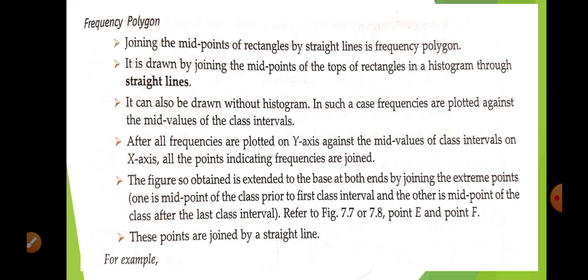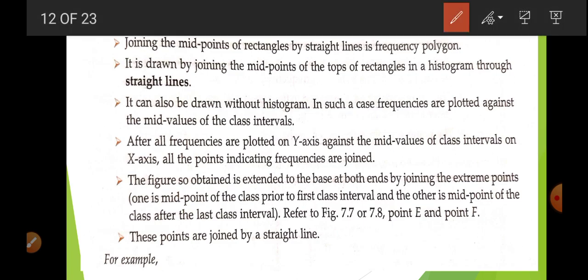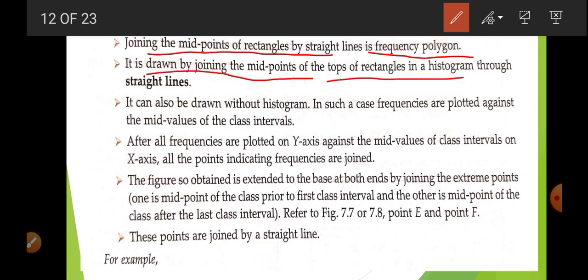Okay, what is written here? Joining the midpoints of the rectangles, we get the frequency polygon. It is drawn by joining the midpoints of the tops of the rectangles in the histogram through straight lines. It can also be drawn without a histogram. In such a case, frequencies are plotted against the mid value. So first of all we find the mid value, make a point, and join them.